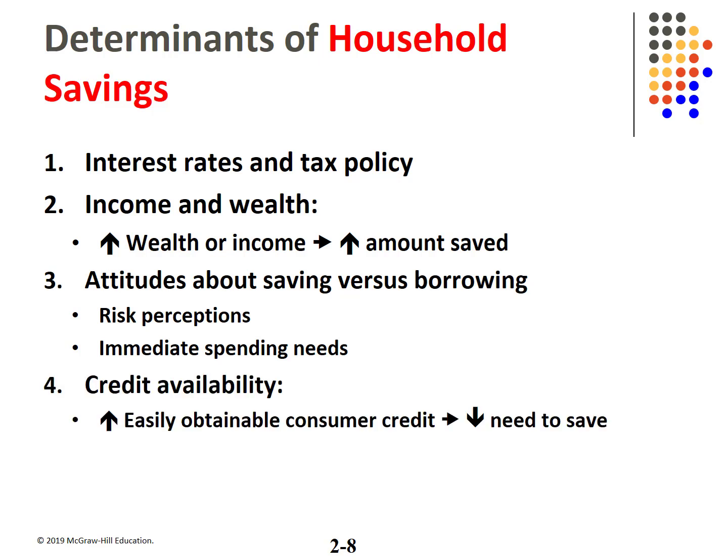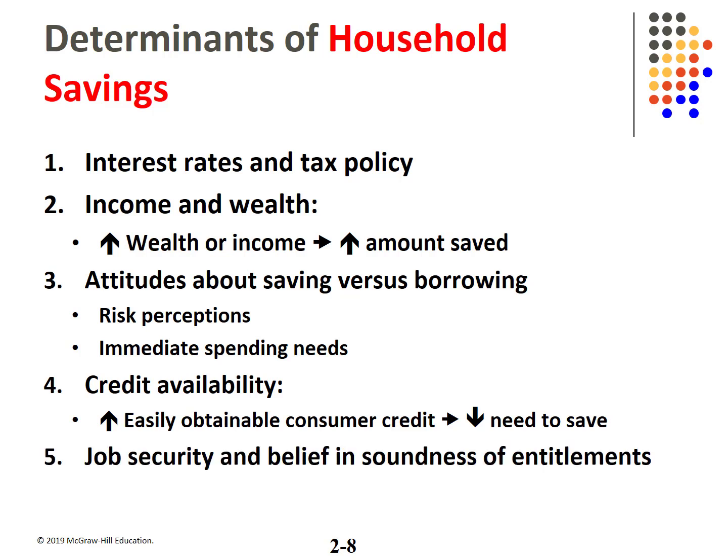Credit availability. When credit is readily available and rates are low, we're more likely to use credit rather than spend personal funds. Job security and trust and entitlements. If you feel you're secure in your job, you're more likely to spend. Same with your trust that Social Security would be there, else you need to be saving for your retirement.